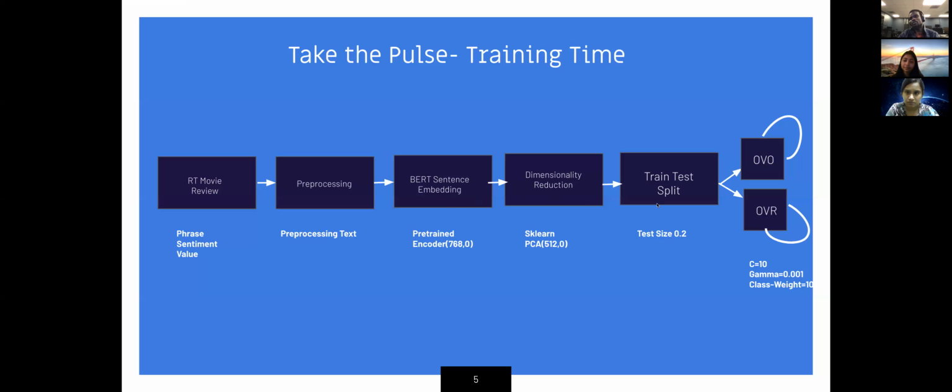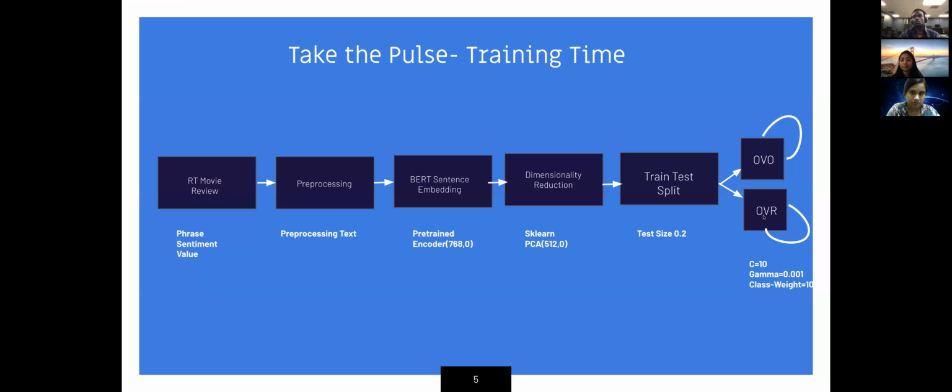After that, we pipe our vectors from all our phrases into a train-test split with test size 0.2, so the training size is 0.8. Then we pass the training data and the test data to two classifiers. We looked at OVO, the one-versus-one classifier, which is essentially a wrapper around the SVMs where each class has a classifier individually pitted against the classifiers of the other classes. So OVO reduces a five-class classification problem to 10 binary classification problems, where each class is pitted against each other class.